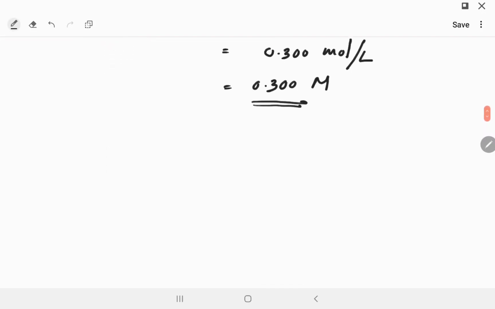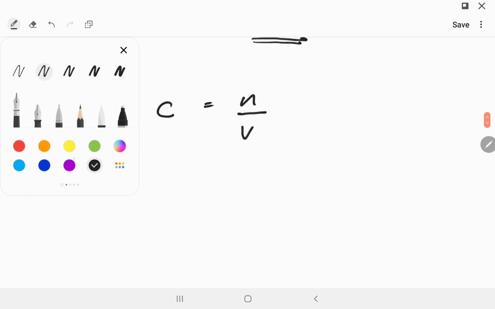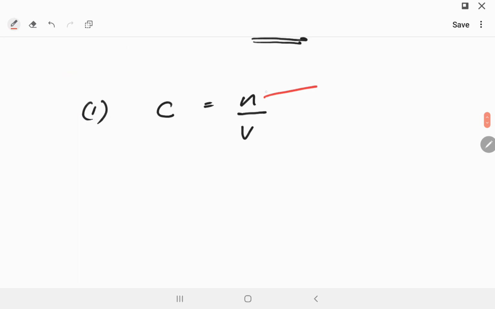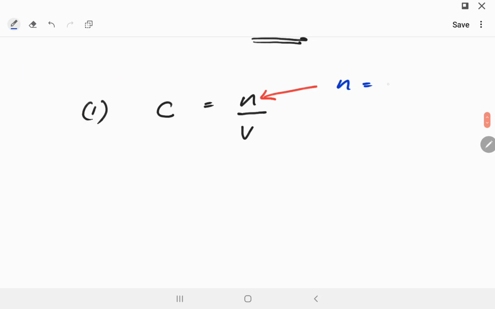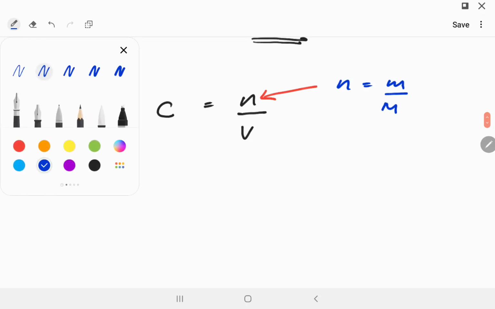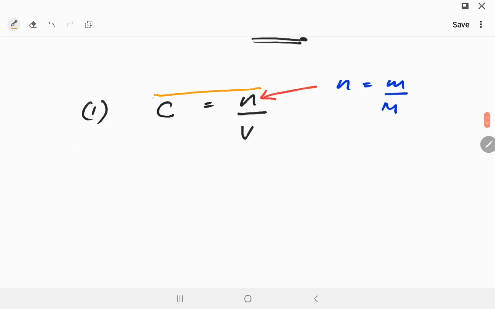All you need to know is to remember two equations. What are the two equations that you need to know? C equals n divided by V. Of course, sometimes n is not given. So to figure out n, you have to use the equation where n is equal to mass divided by molar mass. Use these two equations and you can easily do these molarity calculations.